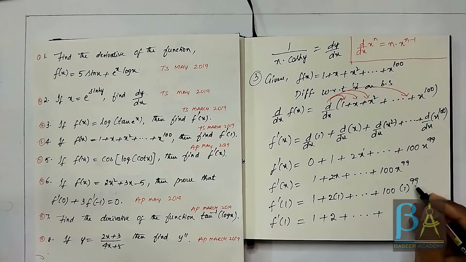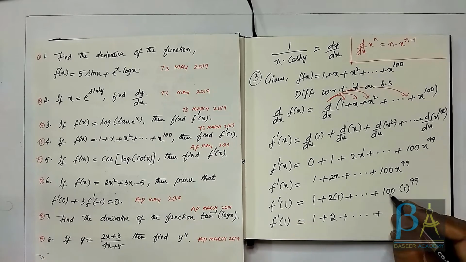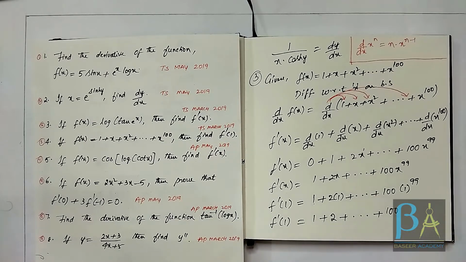1 power 99, if you multiply 1 99 times, you obviously end up getting 1 itself, because 1 into 1 is 1, 1 into 1 is 1. If you multiply 1 99 times, you obviously end up getting 1 itself. 100 into 1 gives you 100.